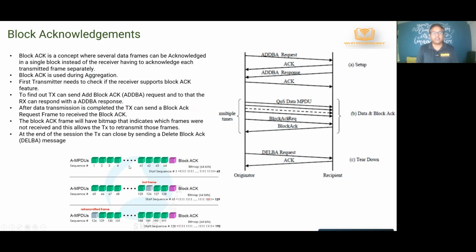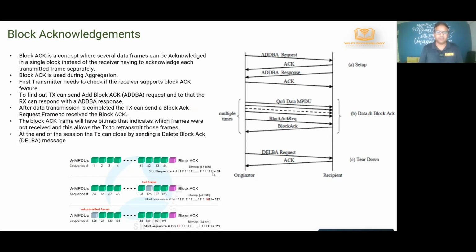Inside the block acknowledgement, you just have a bitmap, and there are two things here: one is the starting sequence number, and the other is the bitmap. So for example, in the first scenario, let's say the starting sequence number is 1, and the bitmap has 64 bits. If all these bits are set to 1, that means from sequence number 1, I received all these frames up to 65 successfully. When the transmitter receives this block ACK, it will see that all 64 bits are set to 1, which means all the 64 frames that I sent were successfully received.